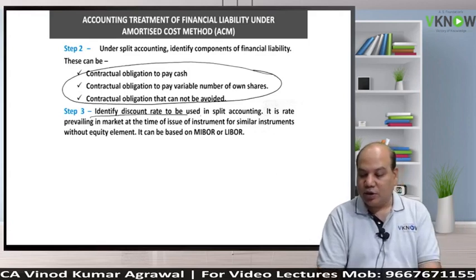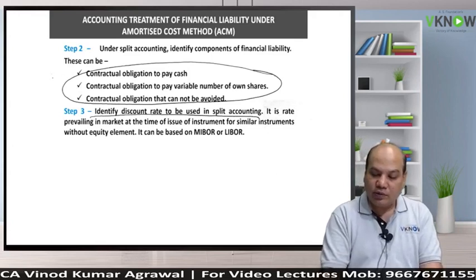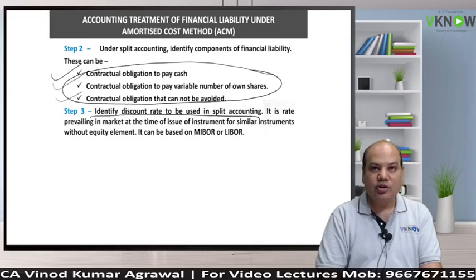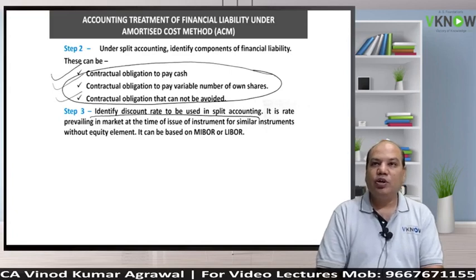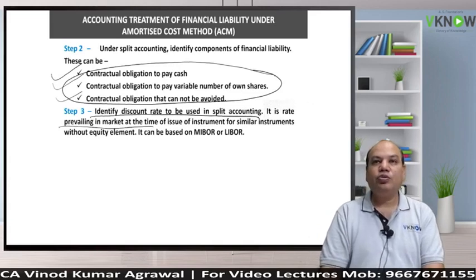Identify the discount rate. Now how to split it? For that they are saying, whatever your contractual obligations are, find out the present value of it. Find out the fair value of it. Fair value means finding present value. To find the present value, what discount rate will you use?